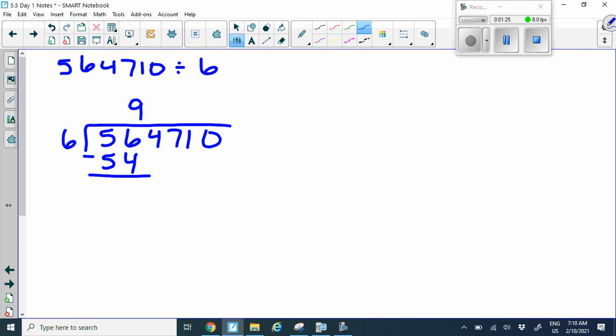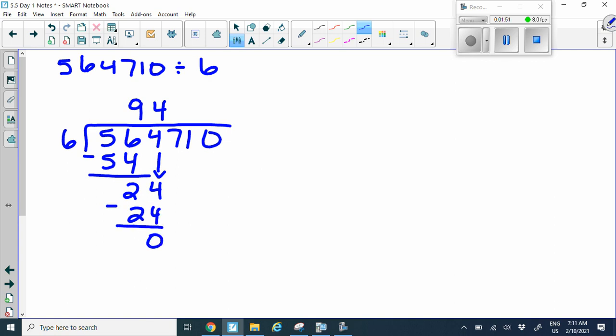So I do 56 minus 54 gives me 2. And then the next number I need to bring down. So now, can 6 go into 24 evenly? Yes. How many times? 4 times. Now also notice where I'm placing my numbers. 5 couldn't work, so then I had to use 56, and that's where I put my 9. So now I continue on from there in my placement.